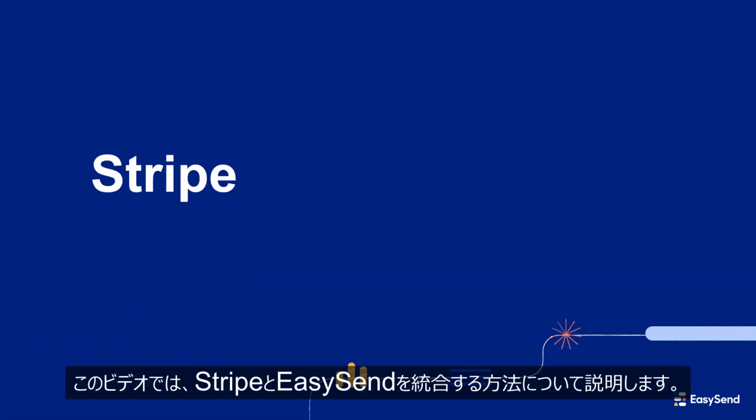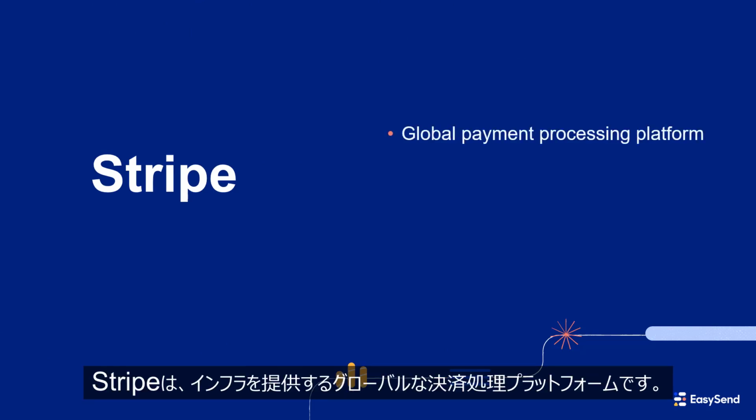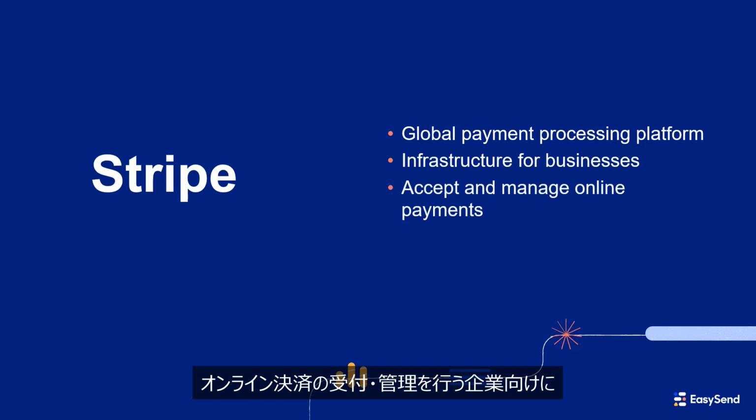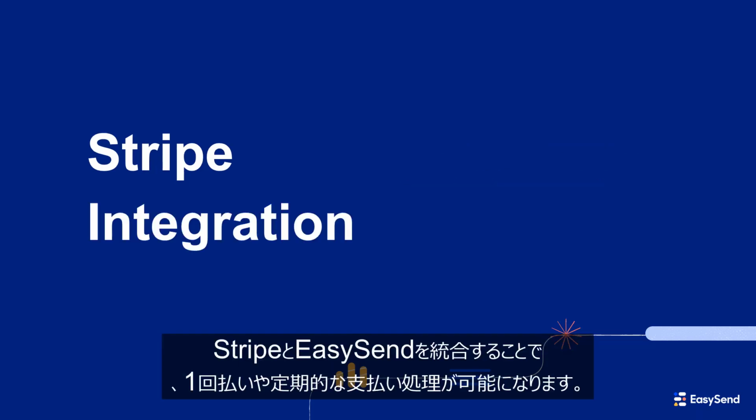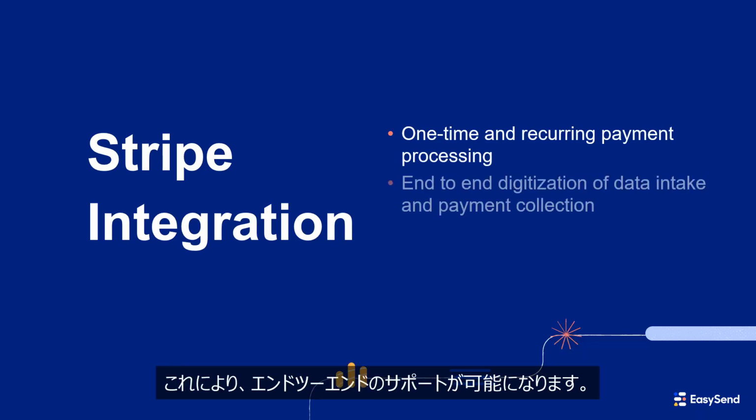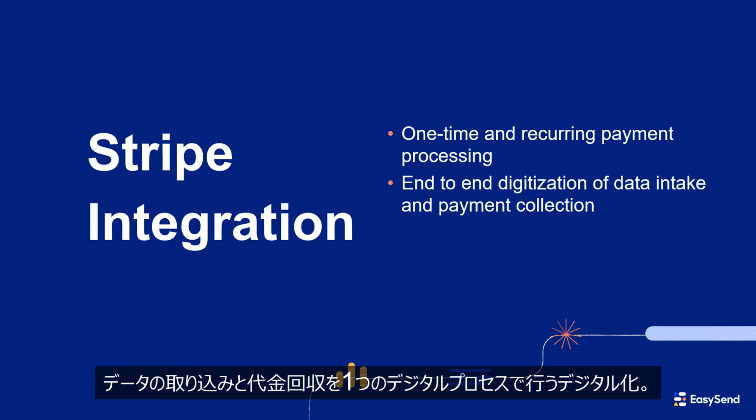Hello. In this video, we'll learn how to integrate Stripe with EasySend. Stripe is a global payment processing platform that provides infrastructure for businesses to accept and manage online payments. Integrating Stripe with EasySend enables one-time and recurring payment processing. This allows you to support an end-to-end digitization of data intake and payment collection within one digital process.